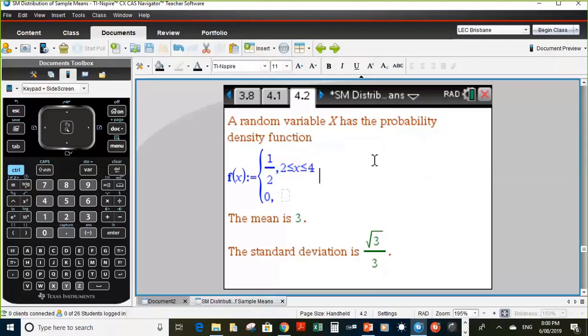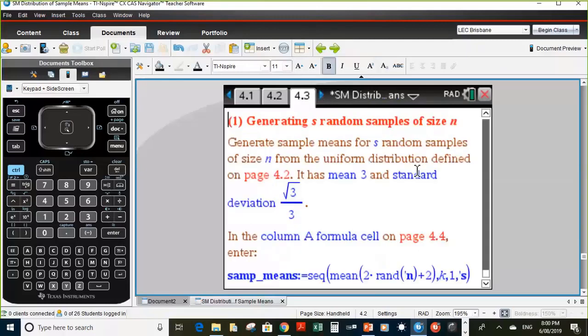The standard deviation is 1 on 2 root 3 times b minus a, and that's where you get the 1 on root 3 from. So in this instance, rather than generating from a normal distribution, we're generating from a non-normal distribution. So we're generating S random samples of size n from this uniform or rectangular distribution defined on the previous page, with a mean of 3 and standard deviation of 1 on root 3.